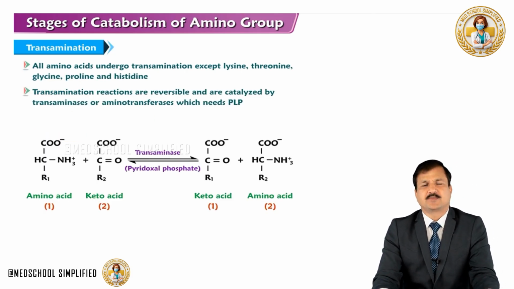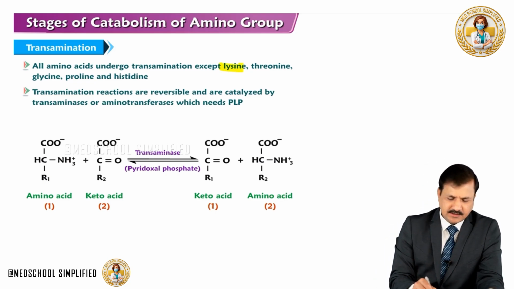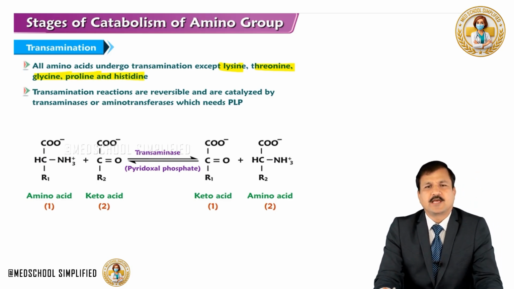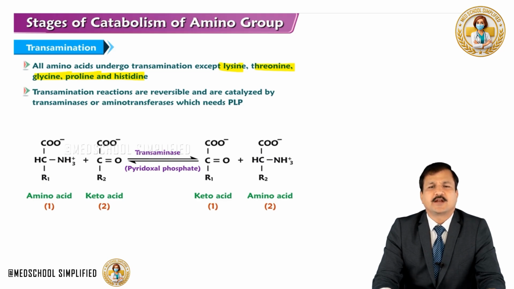It is the transamination process. All amino acids undergo transamination with the exception of lysine, threonine, glycine, proline and histidine. With the exception of these 5 amino acids, all other amino acids will undergo a transamination reaction. The reaction is very similar, a general reaction that I am going to explain. Lysine, threonine, glycine, proline and histidine will undergo a direct deamination process. Now the transamination reactions are reversible. That's the first thing you should remember.